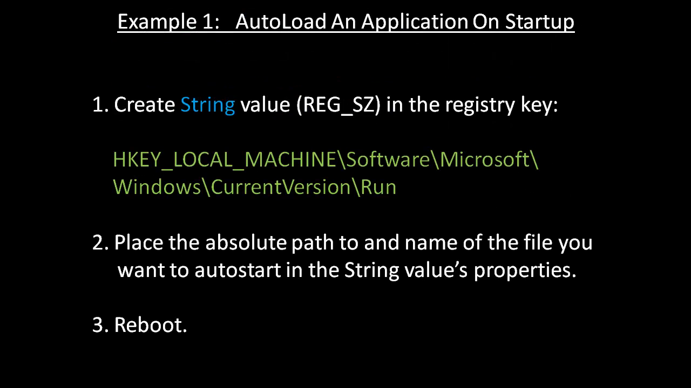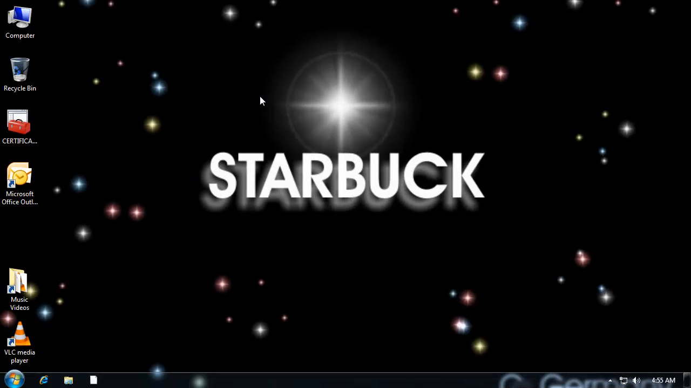In this first example, we're going to edit the registry to auto-load an application on startup. We'll create a string value in the registry key, HK Local Machine Software Microsoft Windows Current Version Run. We'll place the absolute path to and name of the file that we want to auto-start in the string value's properties, and we'll reboot to test it. So one of the first things we're going to try is auto-starting a file from the Windows Registry database. And there are several ways to do that.